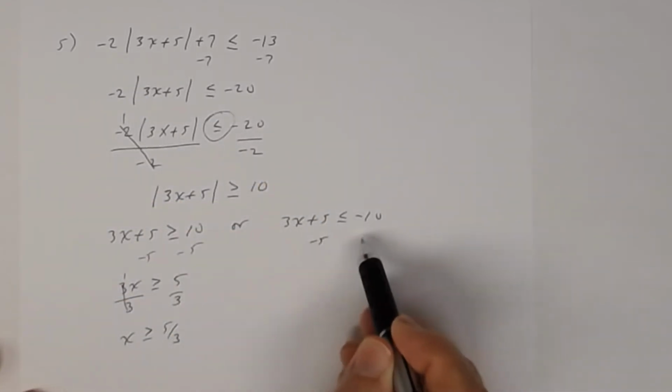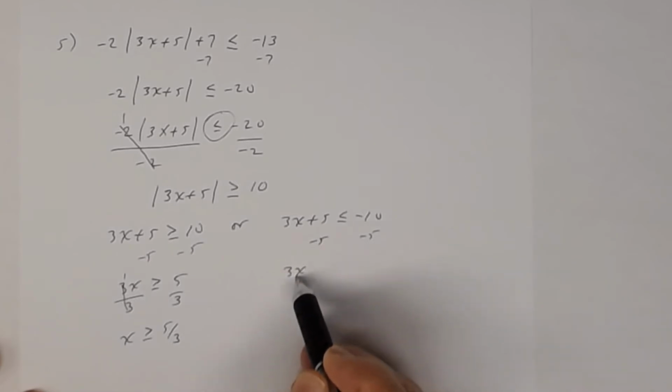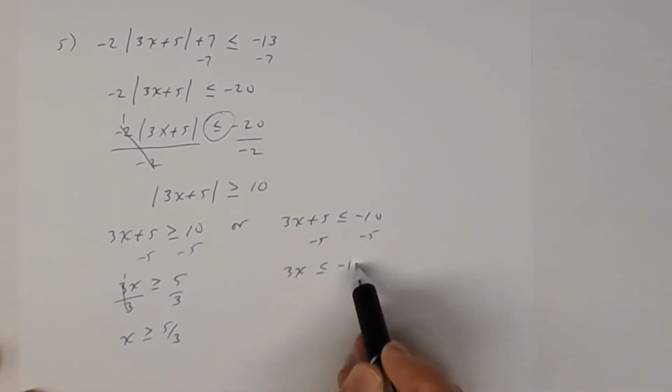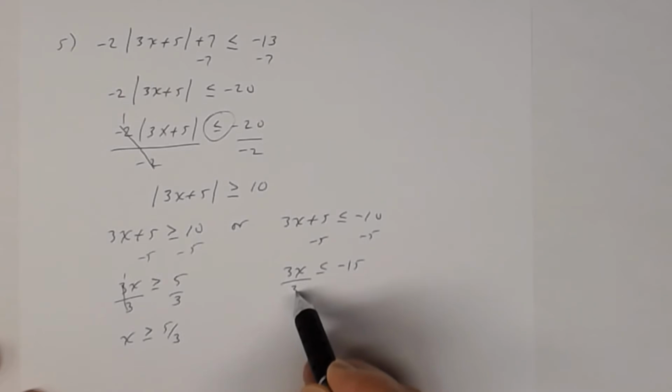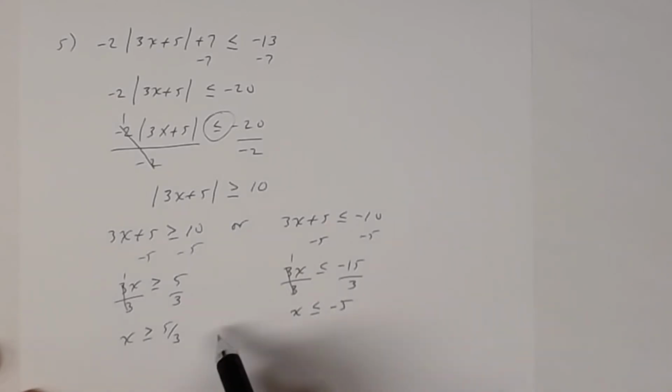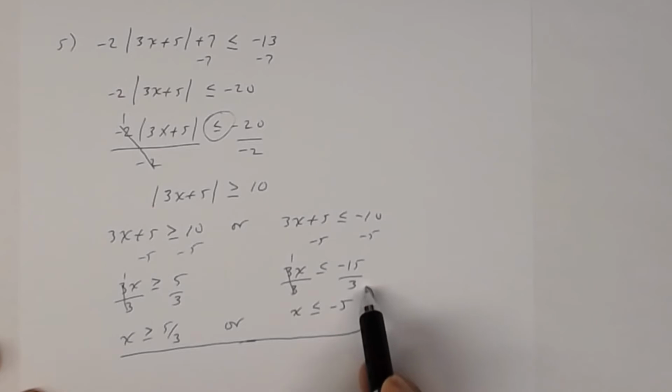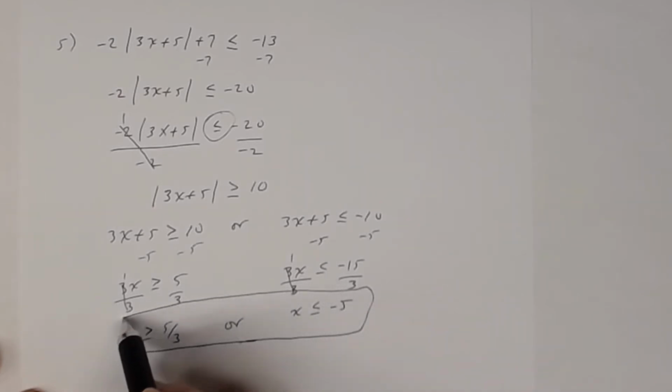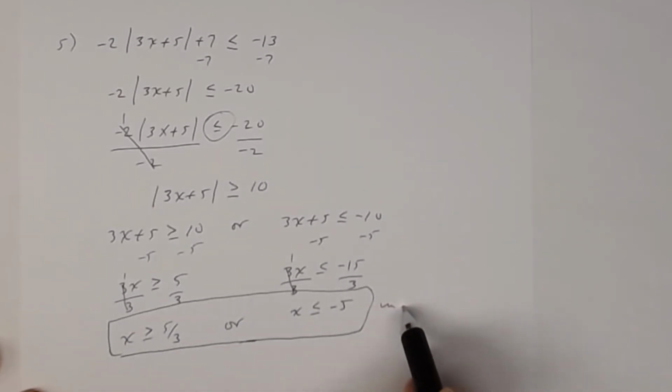Over here, subtract 5 from both sides. I get 3x is less than or equal to -15. Divide both sides by 3. I get x is less than or equal to -5. So this right here, don't forget to put the OR statement. This right here would be your solution written as an inequality. Okay. Now let's go ahead and graph it.